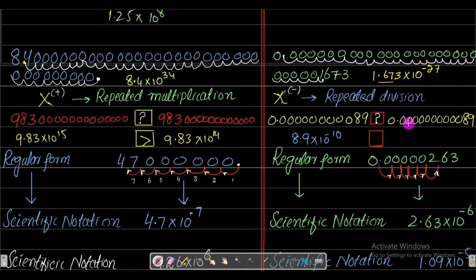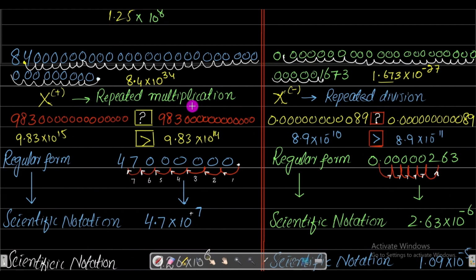And here 1, 2, 3, 4, 5, 6, 7, 8, 9, 10, 11. 8.9 multiply 10 power minus 11. So here we can say that this number is greater than this. And we cannot say this easily from the regular form directly. But in scientific form, we can directly relate these two numbers.